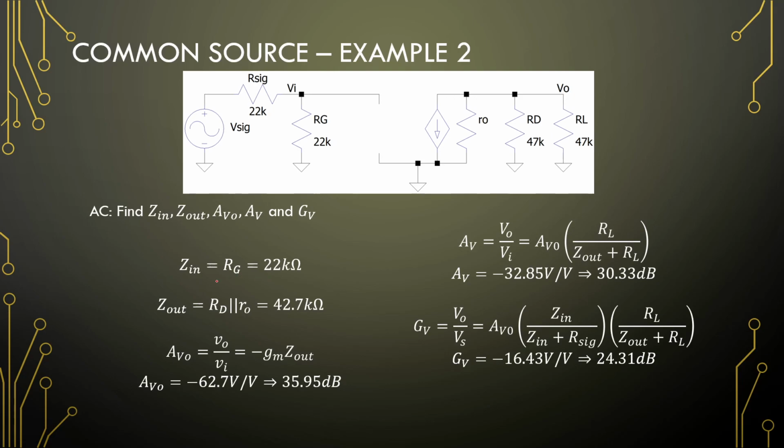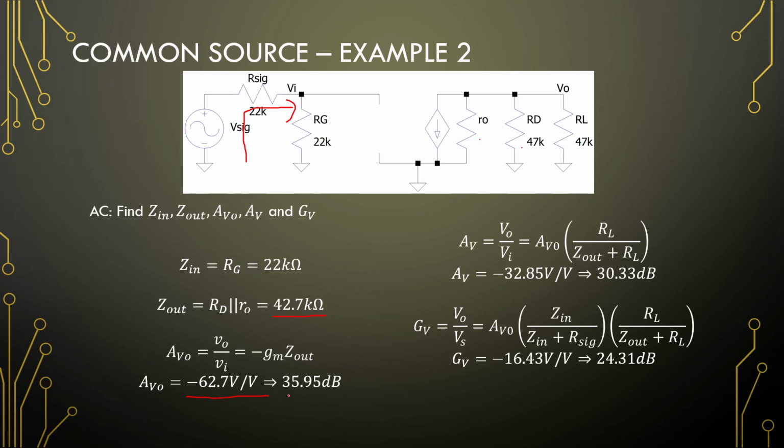So there's our Q point, there are our small signal parameters, and now we can calculate our amplifier parameters. So our input impedance is when we are looking in from here. So RG is our input impedance. Output impedance is RD parallel to R out. That's 42.7 kilo ohms.